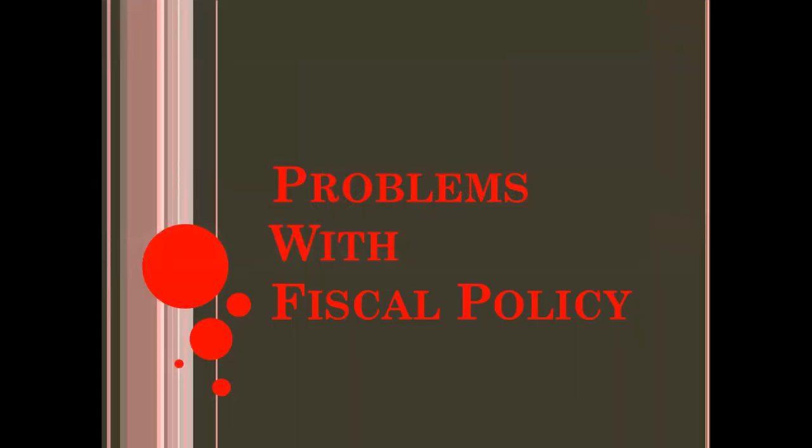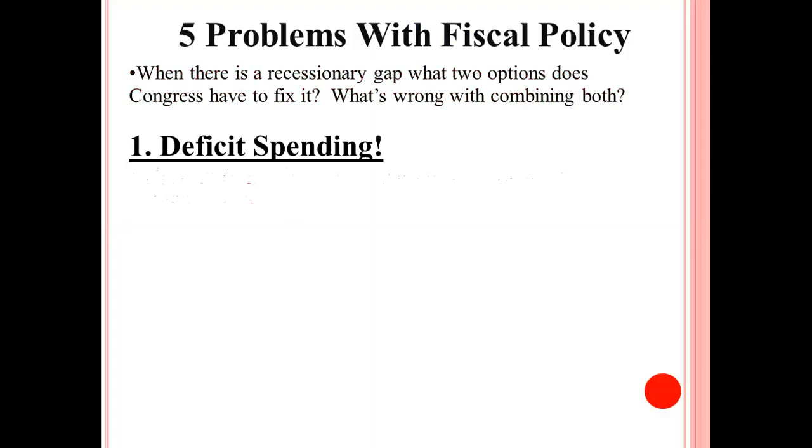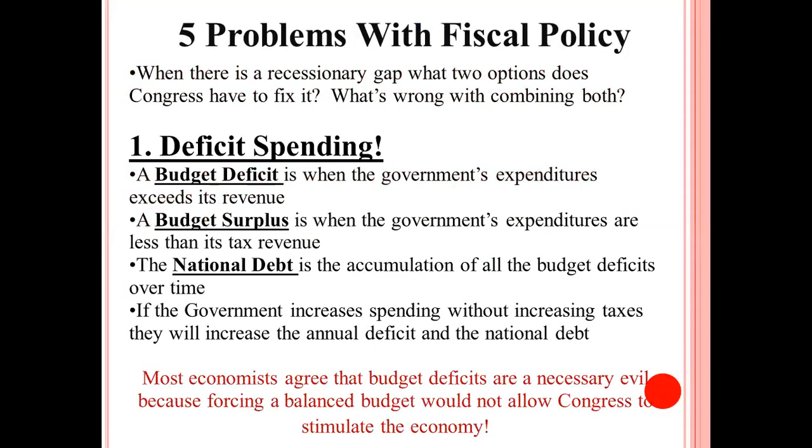All right. Last thing for this unit is just some problems with fiscal policy, which I'm going to go through quickly. The first one is what's called deficit spending. A budget deficit's when the government's expenditures exceed its revenue. Surplus obviously is when they have more revenue than expenditures. The debt is the accumulation of all of these deficits over time. If you know anything about our economy, our debt keeps growing and growing and growing. Why? Because we keep deficit spending. So that's one of the problems associated with fiscal policy, because the government just tries to spend its way out of problems in the economy. Well, when you have to borrow money to do that, obviously that's a problem.